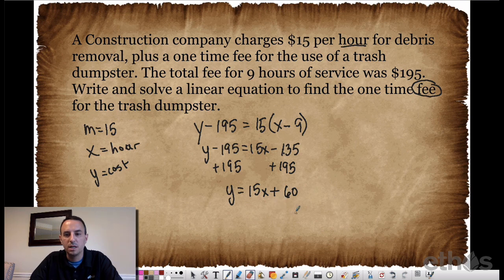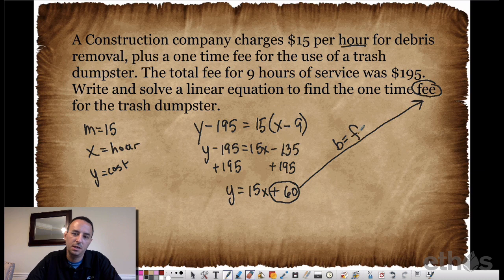Now, since all I'm looking for is the fee, we know that this b right there was that starting point. There's the fee. One of the students a couple of years ago came up with this idea of fee. Anytime you see the word fee, it kind of rhymes with the word b, so fee, b. So anytime you see fee, you're looking for that b, that y-intercept concept.